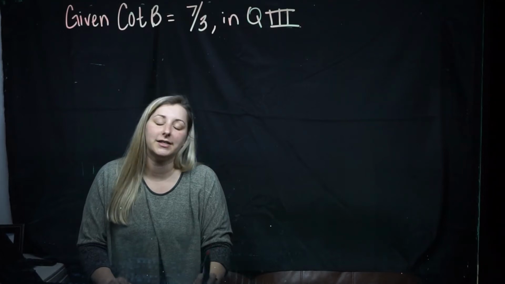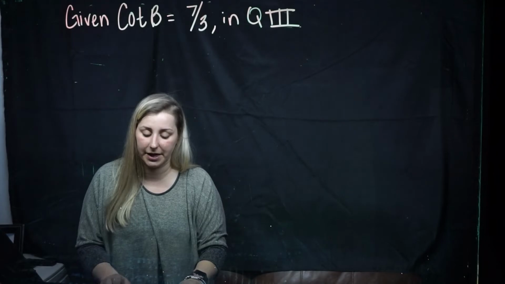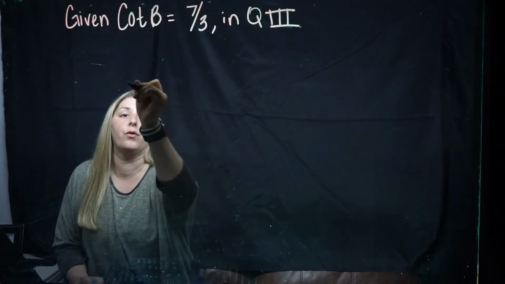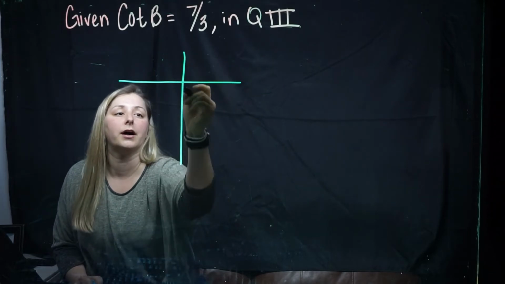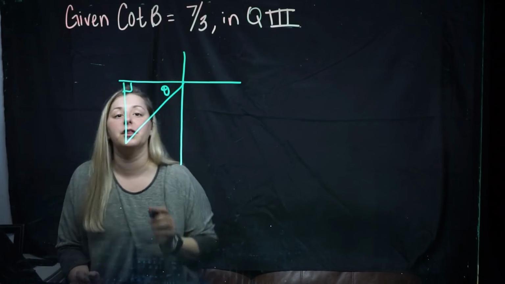All right, so here's the last example in a different quadrant. So this time we've got quadrant 3. I'm going to go ahead and sketch out a quadrant 3 triangle quickly here. We are down here in the quadrant, up to the x-axis, angle theta.